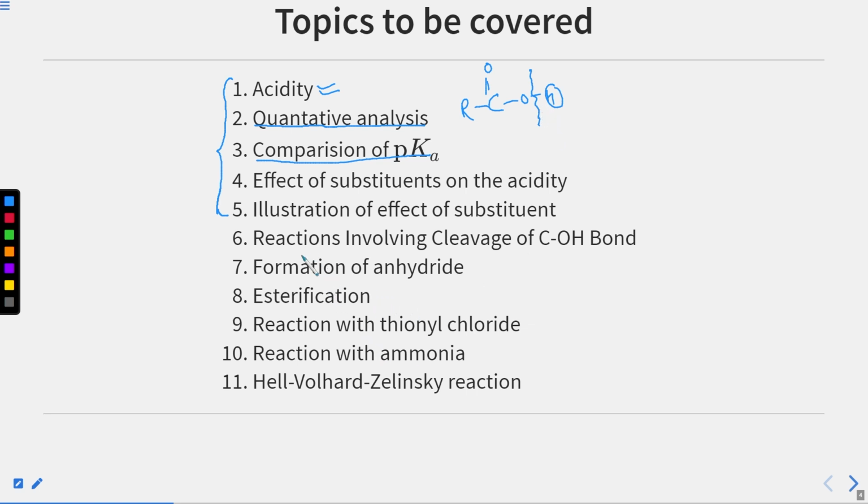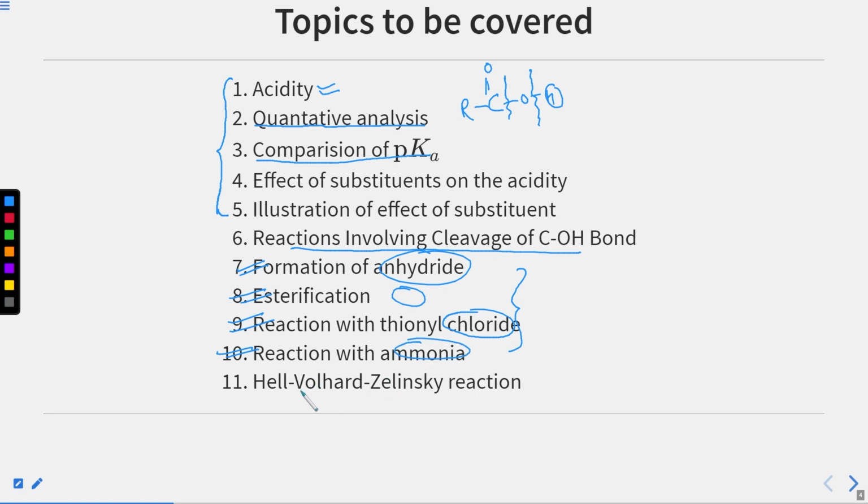After that, we will move to the cleavage of this C-O bond, in which we will see the formation of anhydride, esterification, and reaction with thionyl chloride and ammonia. In all of this, different types of derivatives of carboxylic acid will be formed, starting from anhydride, moving on to esters, and then acyl chloride. Depending on the carboxylic acid that we are using, we will get different types of carbonyl chlorides, I would say more appropriately. Then we will see the reaction with ammonia that will result in the formation of amide.